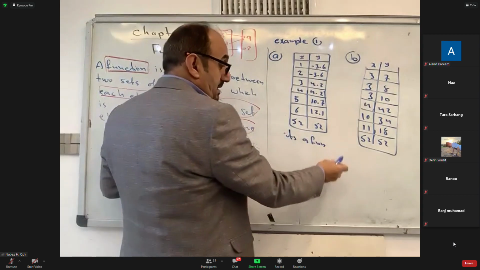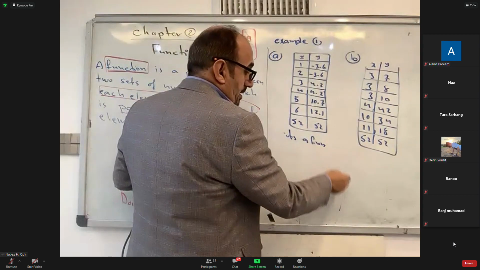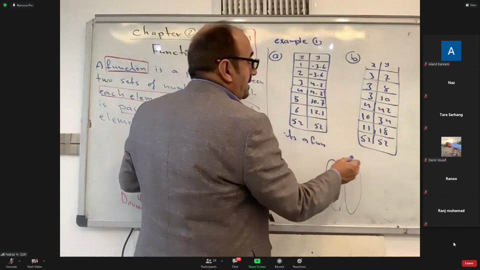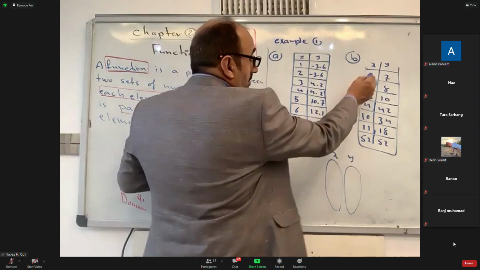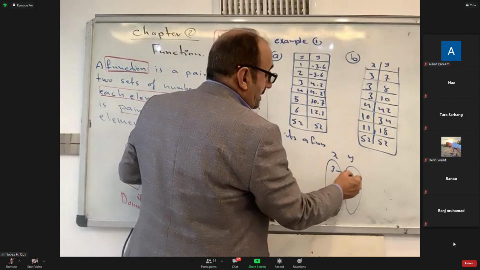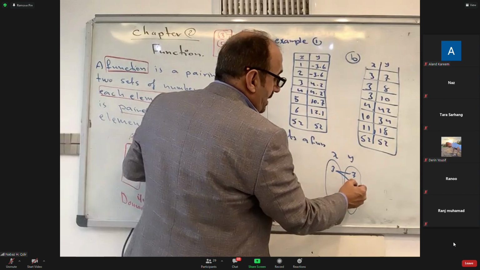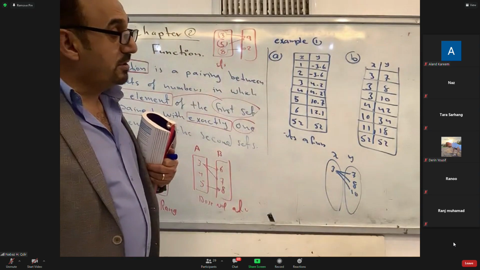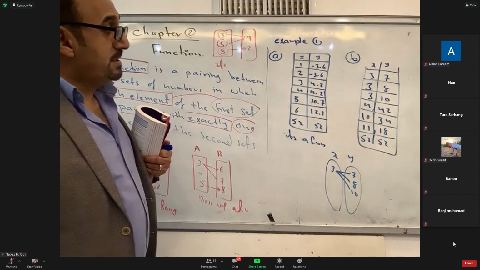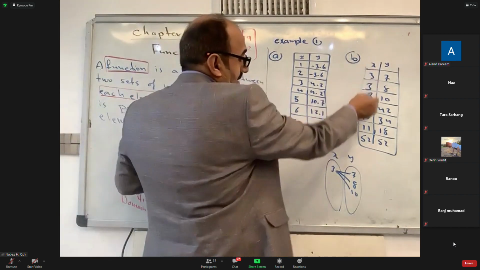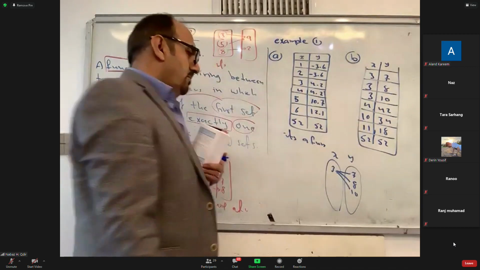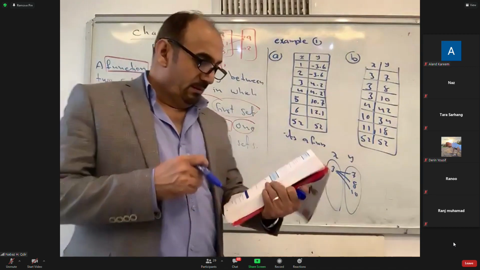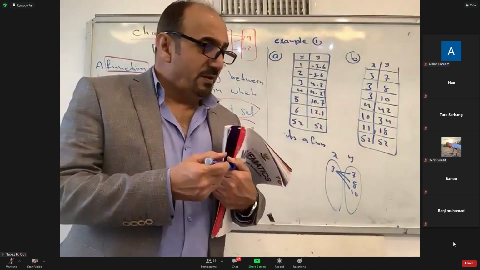If I draw this set, this is X and Y, number 3 is going to the 7, it's going to the 8, and it goes to the 10. So that means it's not a function. Or we say if any number here is repeated, that means this is not a function. Okay? Do you have any question?